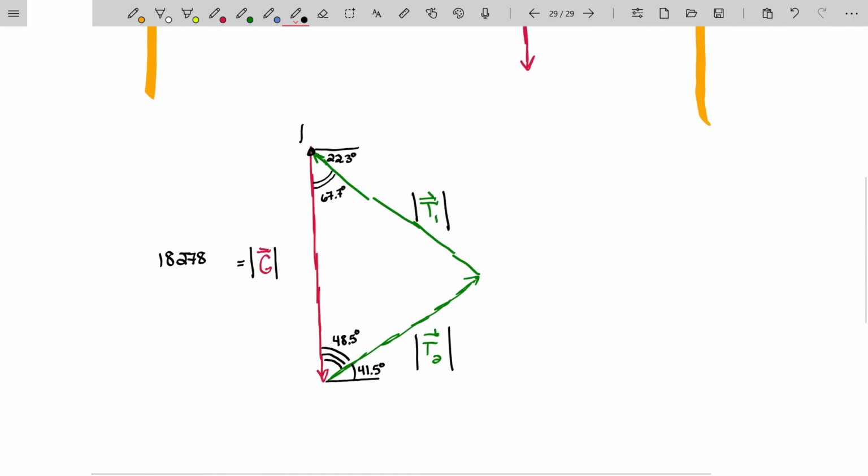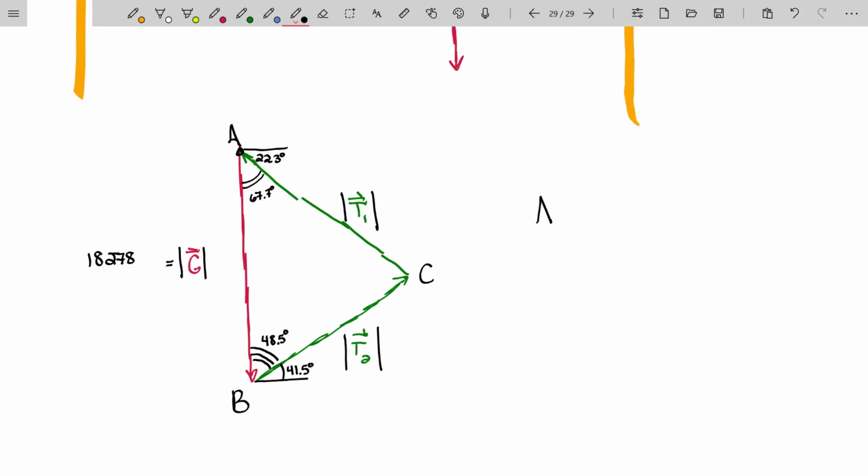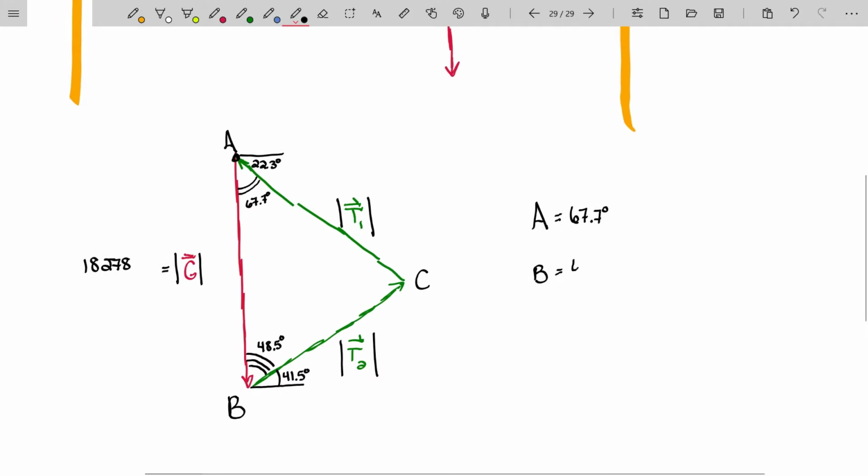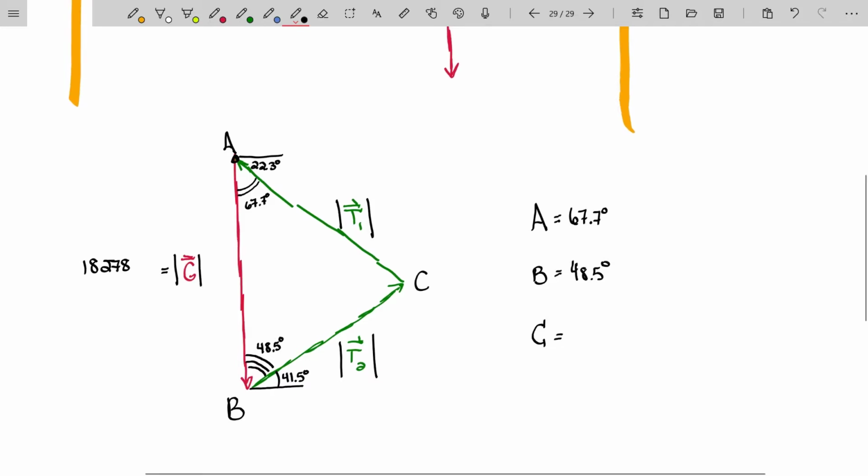All right, so let's go ahead and make a table of values. I will call this angle A, angle B, angle C. Why not? So angle A is 67.7 degrees. Angle B is 48.5 degrees. Angle C is actually pretty easy to get because it's just 180 minus those. You only have 180 degrees in a triangle. So let's go ahead and quickly do that. That's 63.8 degrees. So that's kind of nice.